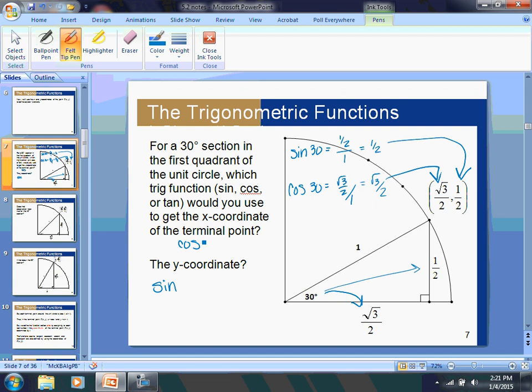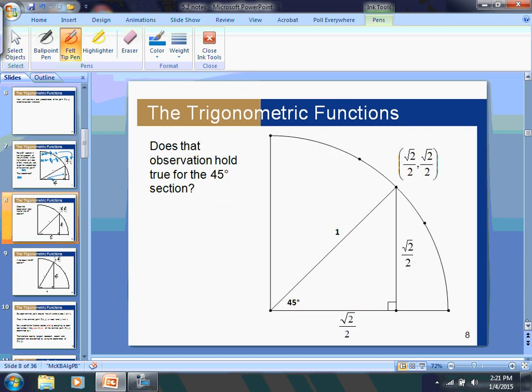Very interesting. Now, if I did tangent, that's not going to get us either of those values in the terminal point, so I'm not going to worry about tangent. So now let's see if this holds true for the other measurements in the first quadrant. So let's see if for a 45-degree section, if I take the sine of 45, do I get the y value? And if I take the cosine, do I get the x value?